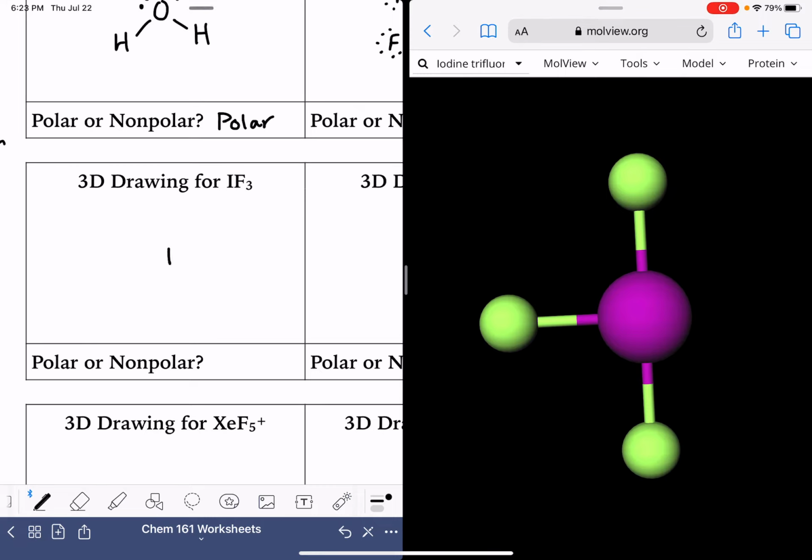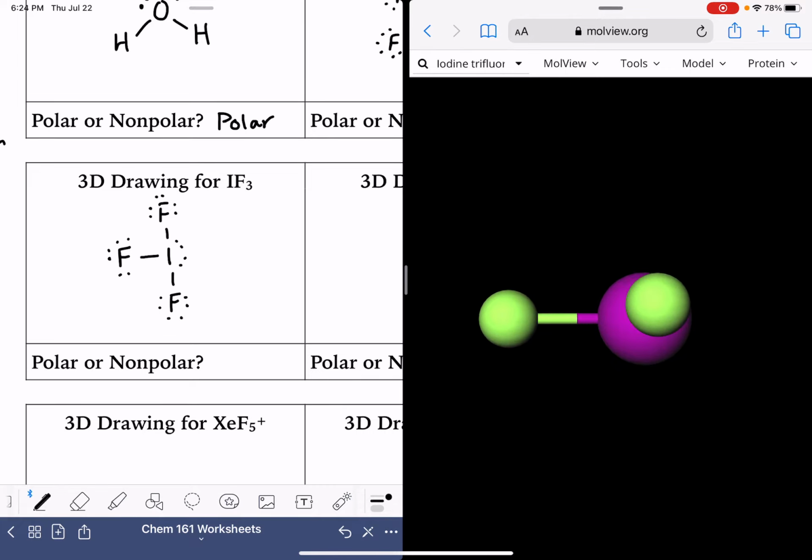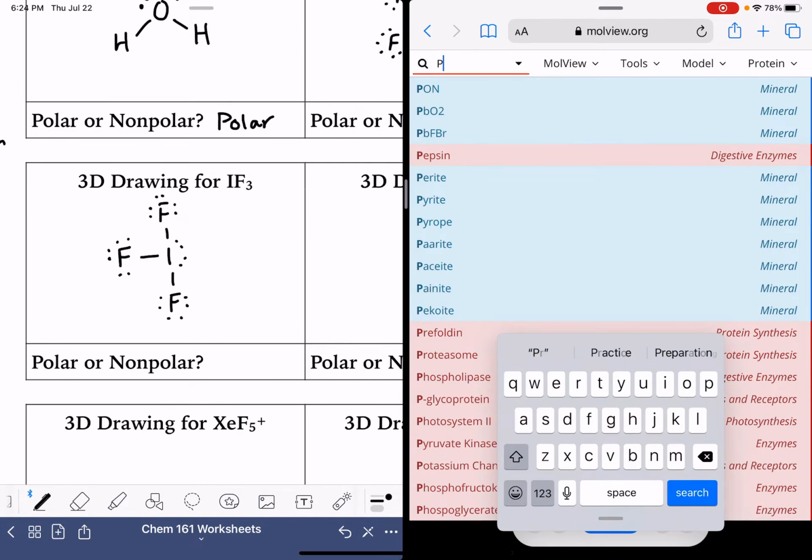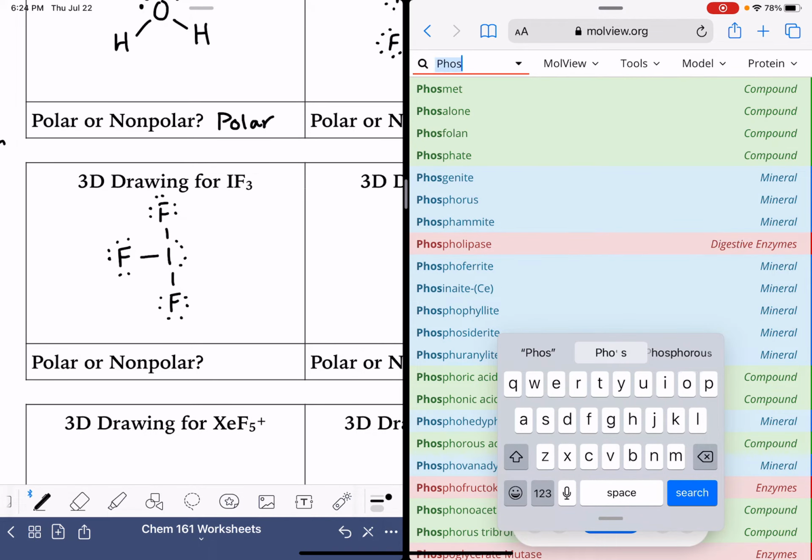The purple is the iodine. We have fluorines sticking up and down and to the left, lone pairs on all of those fluorines, and 2 lone pairs on the central atom as well. To imagine whether this molecule is polar or not, we probably want to go back to the structure or the model of phosphorus pentachloride.